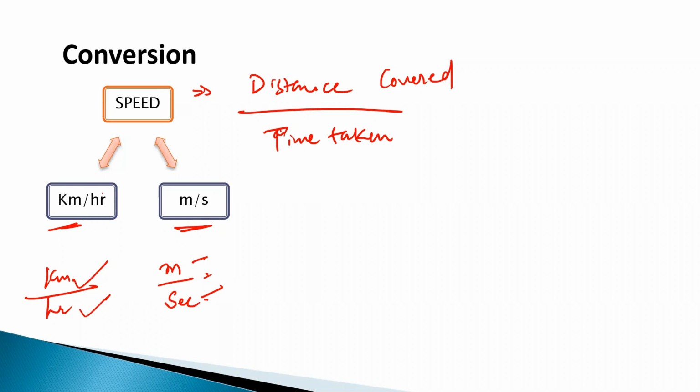So speed is given in 2 units. Generally, you'll find speed in 2 units, kilometer per hour and meter per second. I'm just trying to address it more deeply just because the conversion plays a crucial role in solving the questions of time, speed, and distance. So kilometer per hour and meter per second.